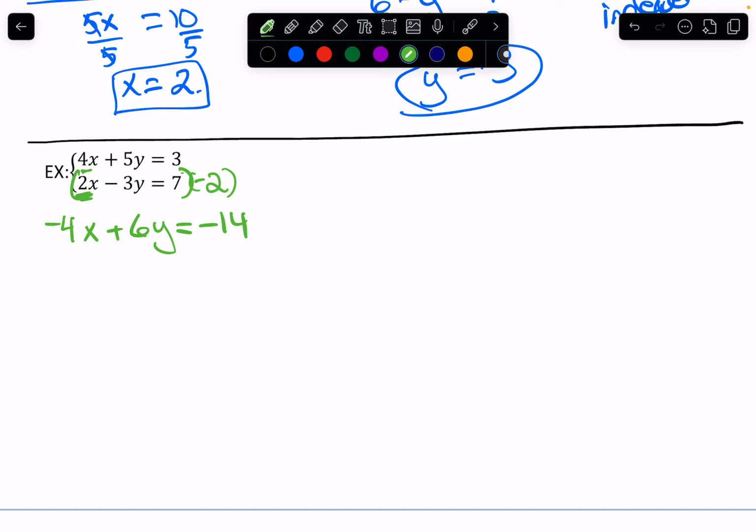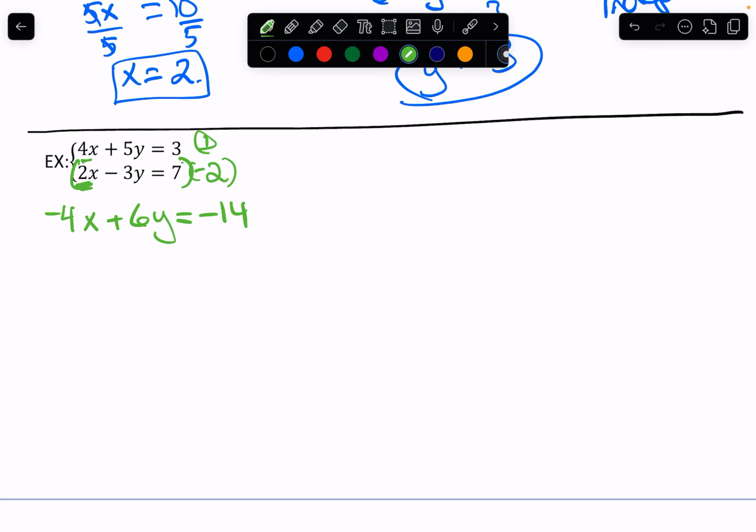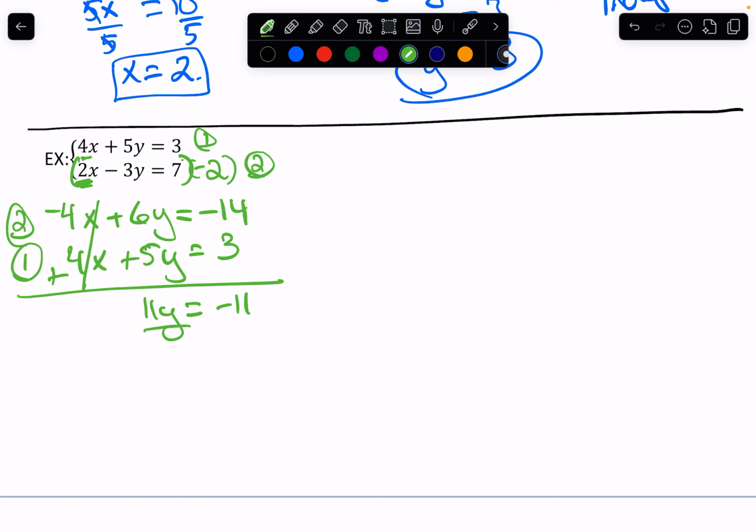I'm going to take this, so this, hold on. This is our first one, and this is our second equation. So our second equation is here. I'm going to write the first one down below it. 4x plus 5y equals 3. I did not make any changes to it. It's just like it is. I'm going to add. These cancel each other out. 6 plus 5 is 11y. Negative 14 plus 3 is negative 11. Divide by 11. And y equals negative 1.